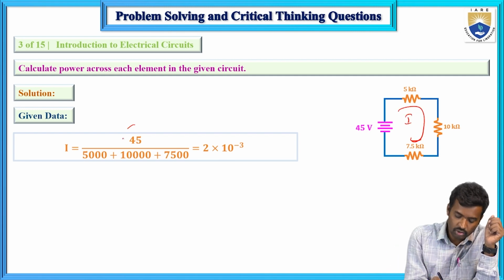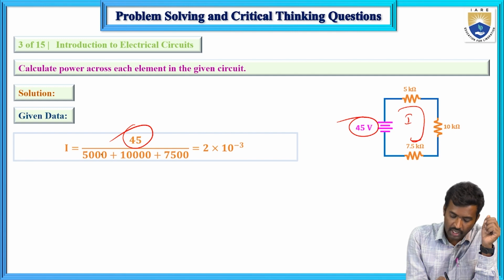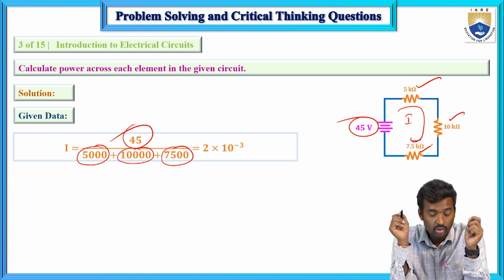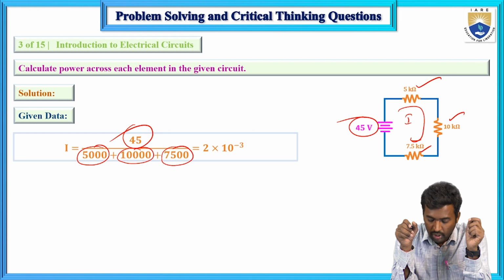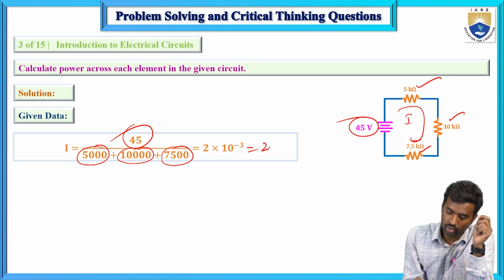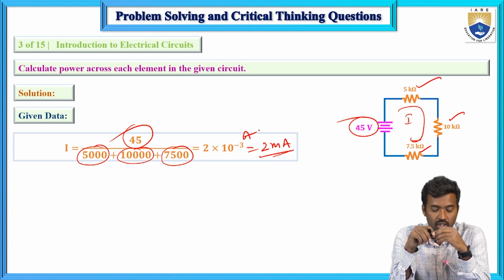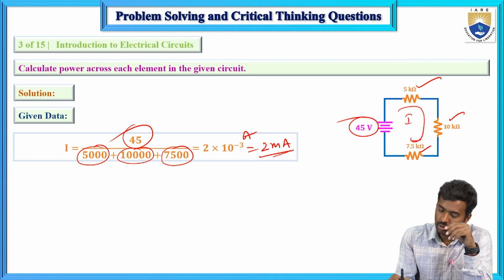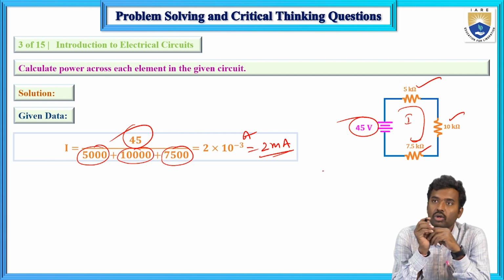So that current equals 45 volts divided by 5 kilo ohms plus 10 kilo ohms plus 7.5 kilo ohms. Now the current value equals 2 into 10 power minus 3, that equals 2 milliamperes. This is in amperes. Now we need the power across each element, the power across this and this, not the voltages.